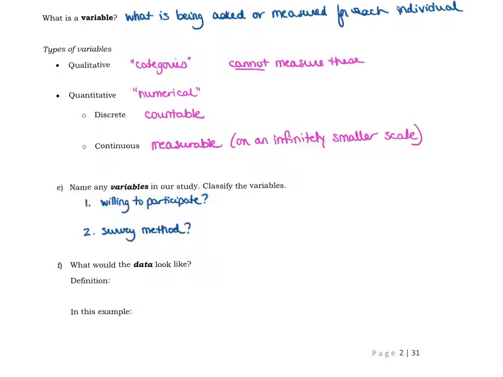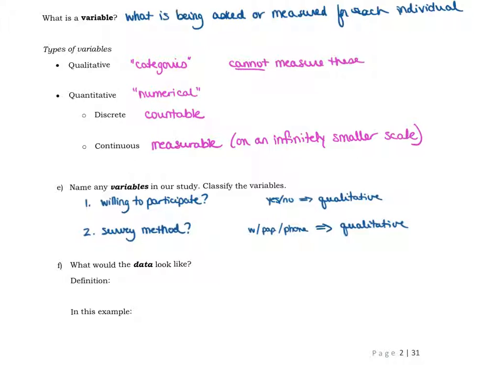So when it says classify the variables, that means are they qualitative or are they quantitative? Okay, so if you're willing to participate, again, this is a yes, no type answer. That makes it qualitative. Okay, and then the survey method, again, it's going to be, I'll do a web-based, I'll do a paper-based, I'll do a phone-based survey. So again, that's not something that you're measuring, okay? Web, paper, phone. This is also qualitative in nature. Okay.